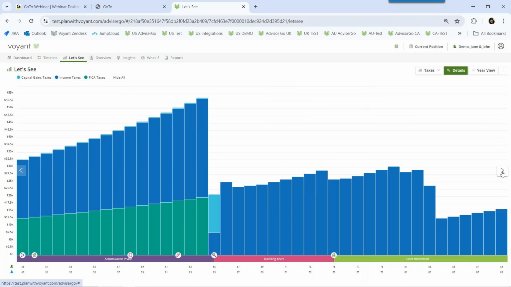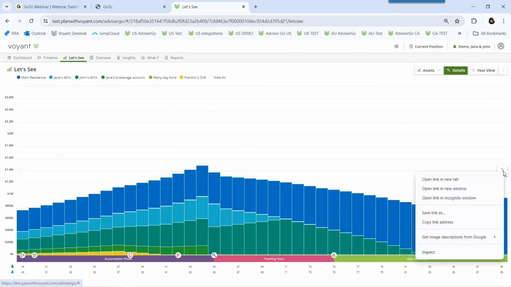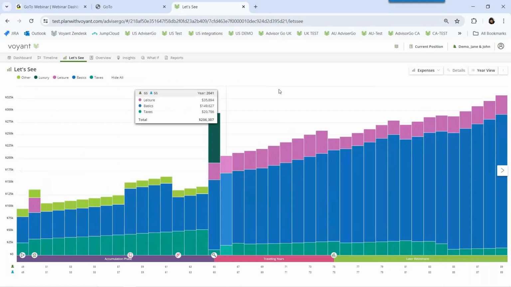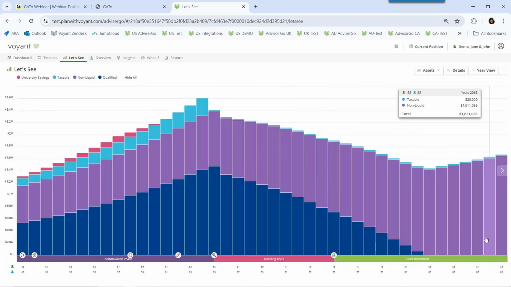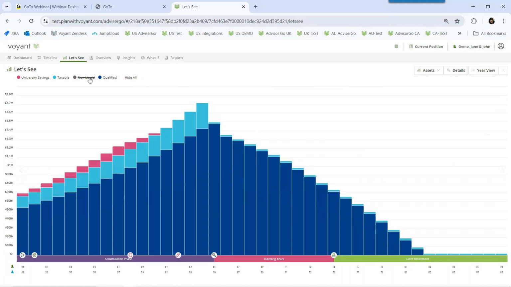Or you can use the assets chart to have a conversation with them about what's going to be left in their plan at the end. So if you wanted to pull out the property and just look at liquid assets, you can click on that non-liquid section right there. Take a look at what's left in the plan at age 83, and all we have left is their emergency fund savings account because all of their qualified and taxable accounts have been depleted due to spending.